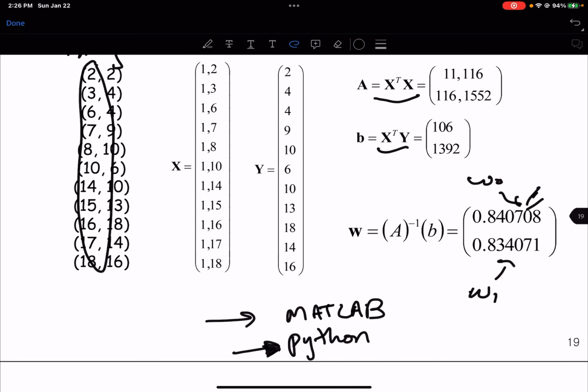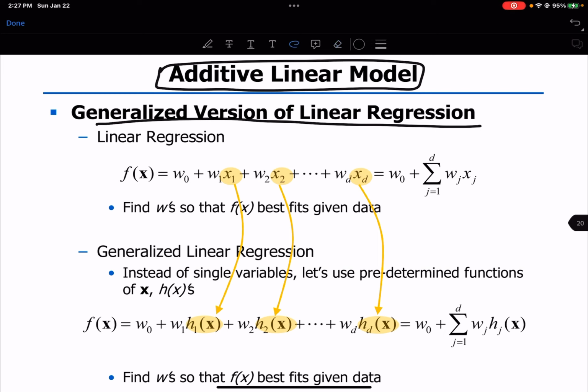Now we come to the additive linear models. Additive linear models are the generalized version of linear regression, which I have already been talking about. So in this lecture we are moving from linear regression towards the generalized version of linear regression. In this case we have different predictor variables, and f of x is determined, and this was the equation that we had, W0 plus summation of wj xj, and we intended to find the best fit line for the given data.